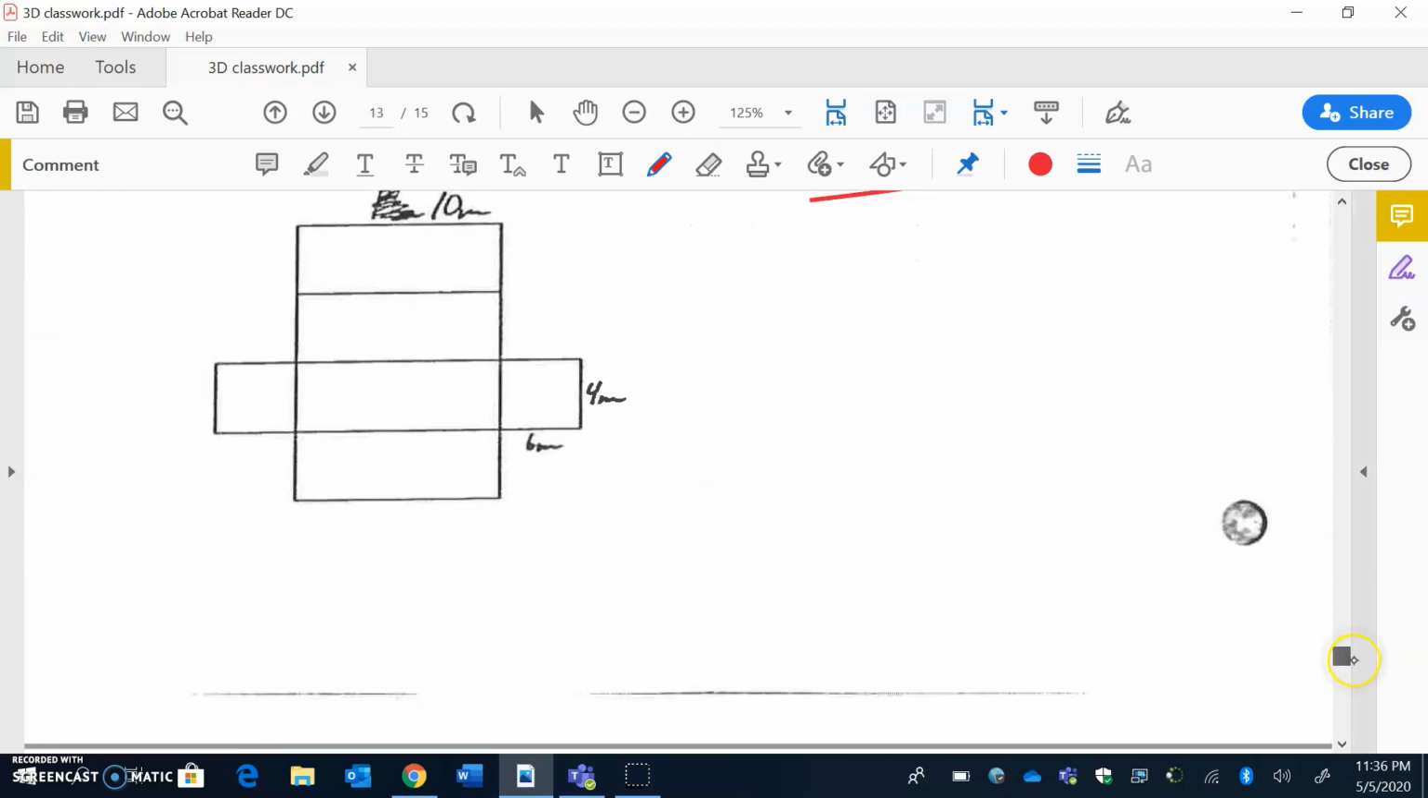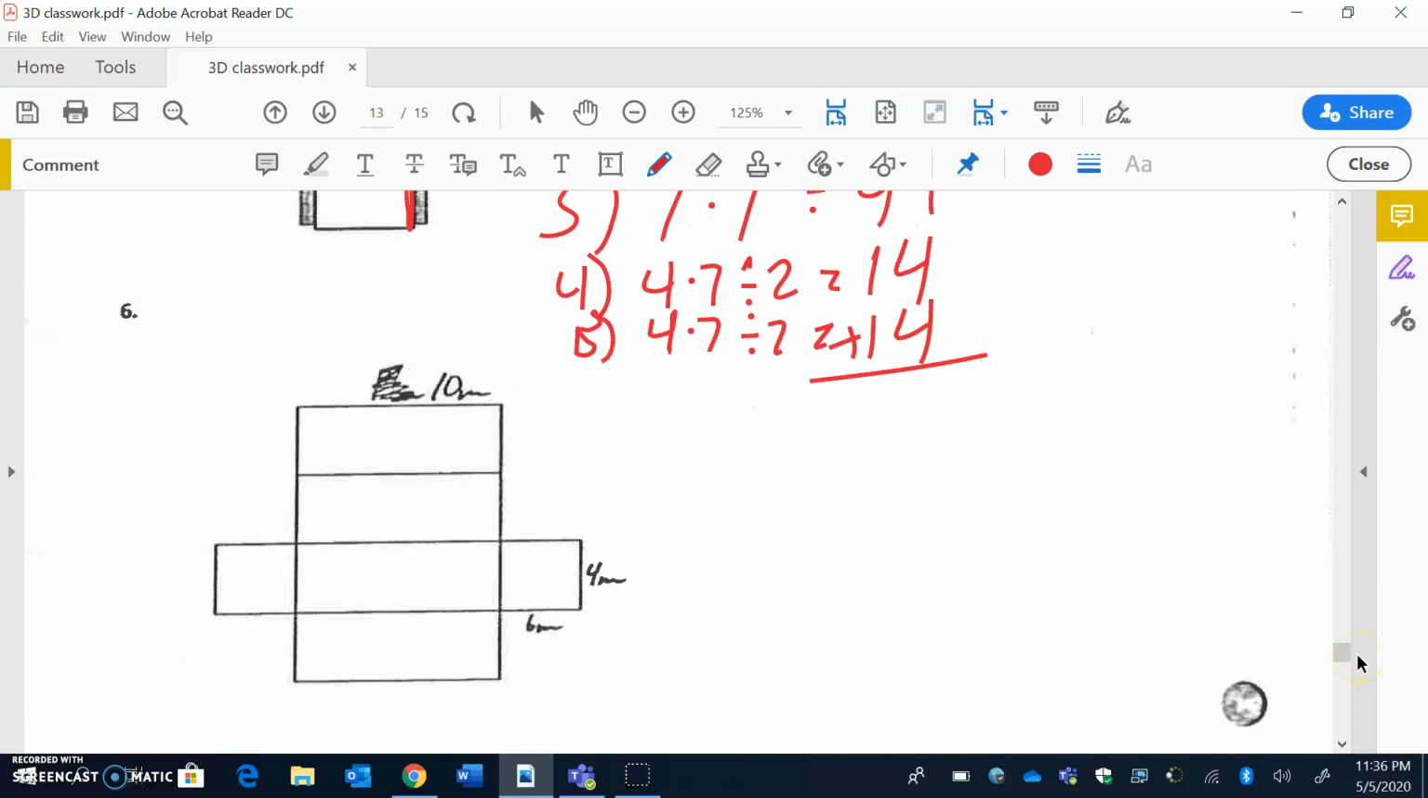All right, one more here that we're going to look at. Okay, so check this out. Look at the L's. There's the 6. There's the 6. You have to be 6.